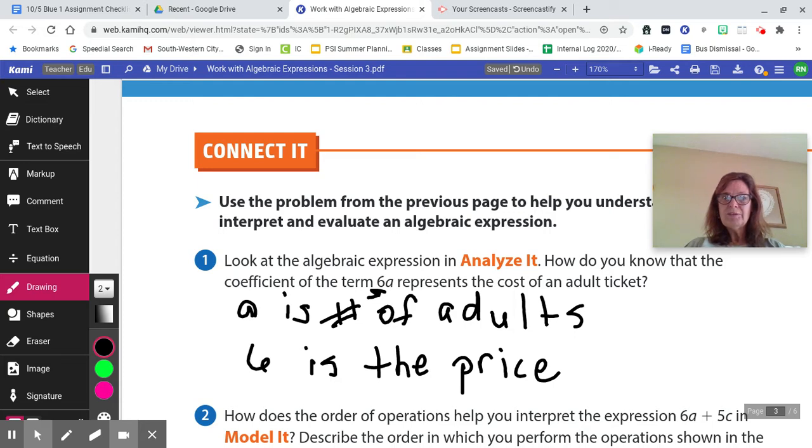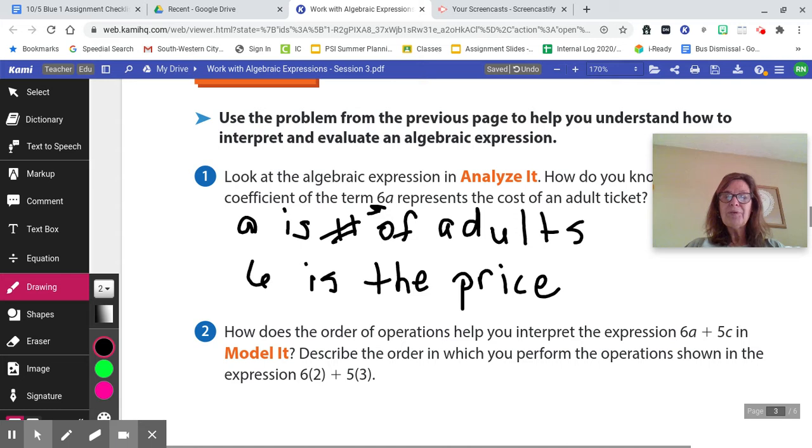The next one: how does the order of operations help you interpret the expression 6A plus 5C and model it? Describe the order in which you perform the operations shown in this expression. 6 times 2 plus 5 times 3. You do have to remember to use order of operations. I have 2 terms here, and I need to solve each of those. First, I need to multiply. I want you to answer this first and then come back and see if we have the same answer.